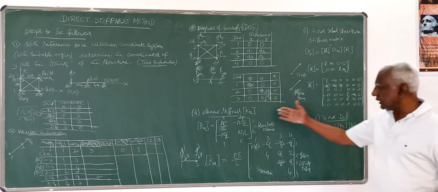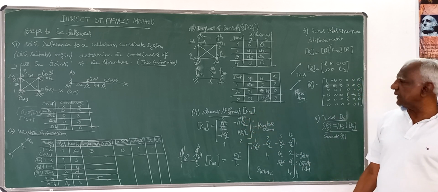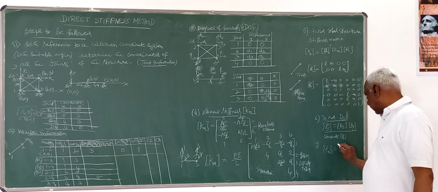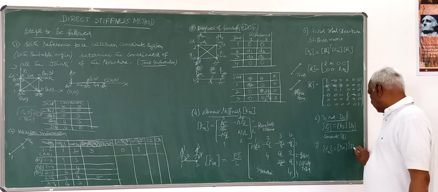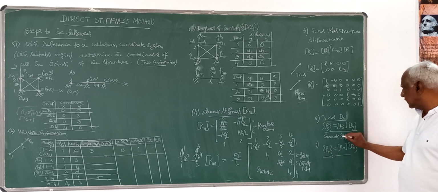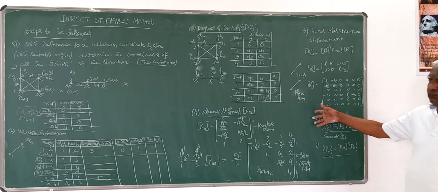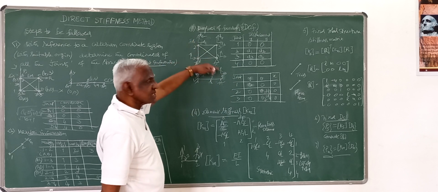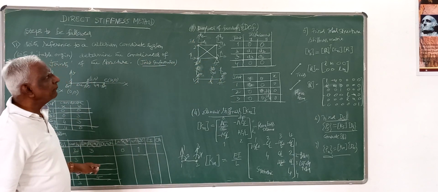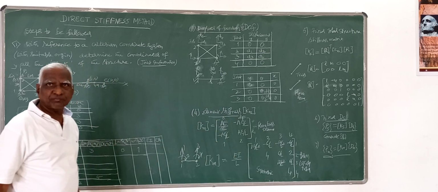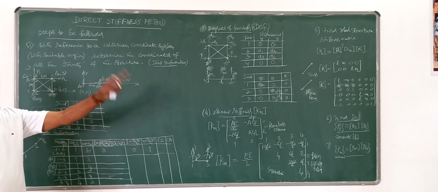After finding Ds, you can come back to the element stiffness matrices. Using that element stiffness matrix, Pm is equal to Km into Dm. Dm can be obtained through the transformation matrix, and you arrive at Pm. The moment you compute Pm and Ds, the analysis is over. So in these same 7 steps, the first 3 steps are different: joint information, member information, degrees of freedom. From step 4 onwards, 4, 5, 6, 7, you follow the same steps as in the transformation matrix approach.